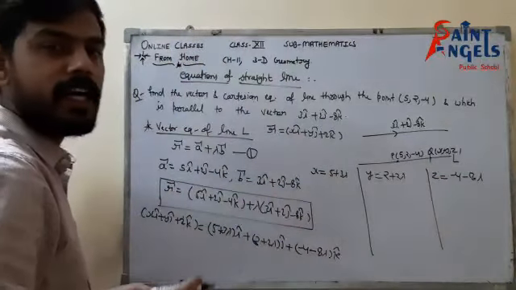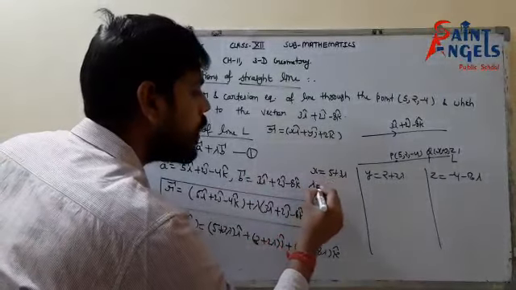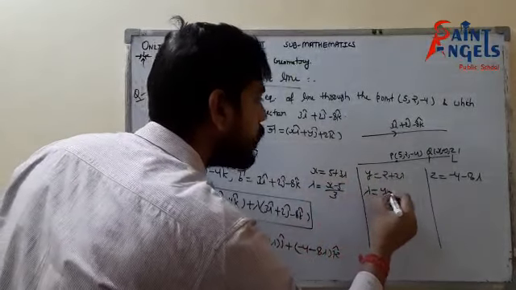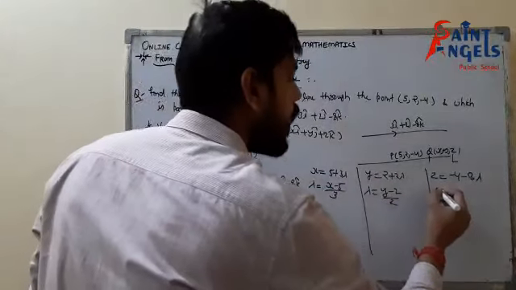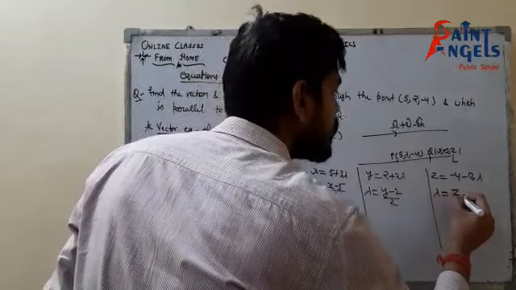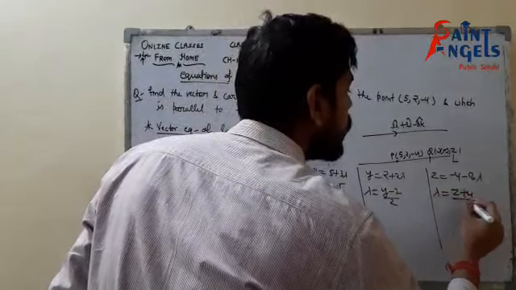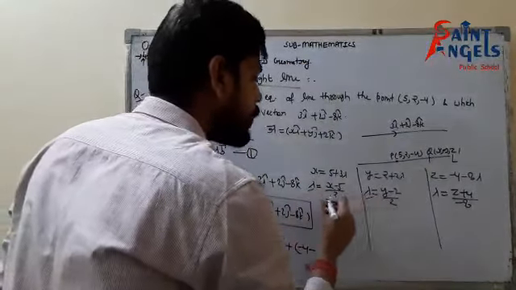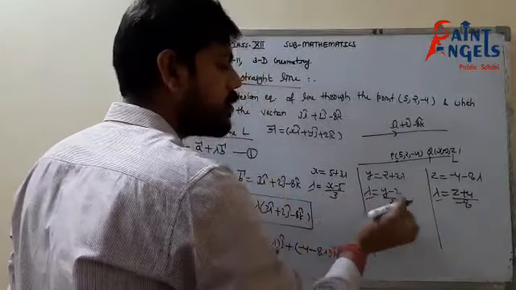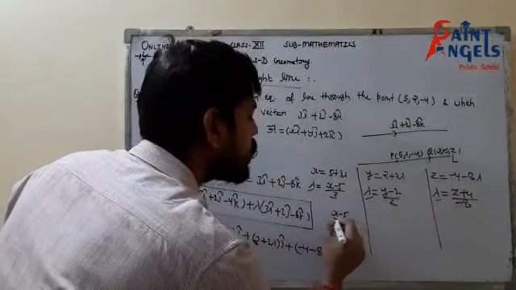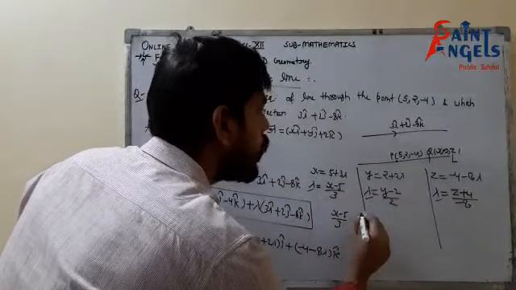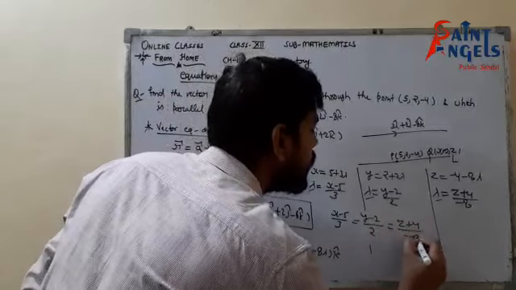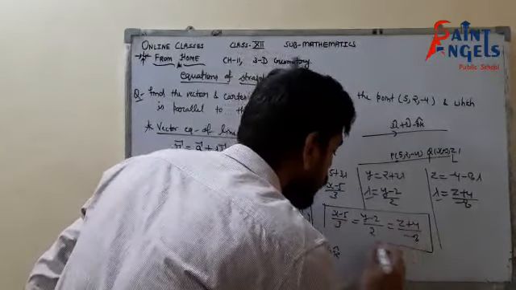So from here I am finding the value of lambda. From here lambda would be x minus 5 upon 3, from here lambda would be y minus 2 upon 2, and from here lambda would be z plus 4 upon minus 8. Okay, so that would be the value of lambda. Now lambda equals this, lambda equals this, lambda equals this. It means these three values are equal. So x minus 5 by 3 equals y minus 2 upon 2 equals z plus 4 upon minus 8. This is the Cartesian equation of the line.